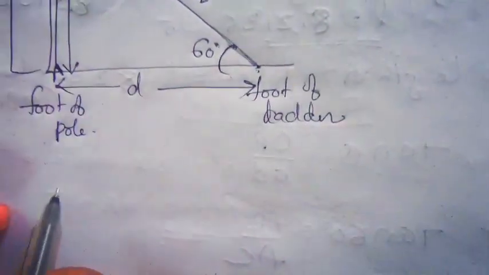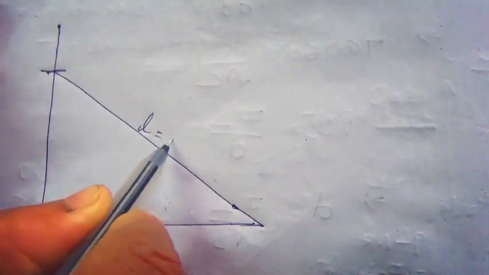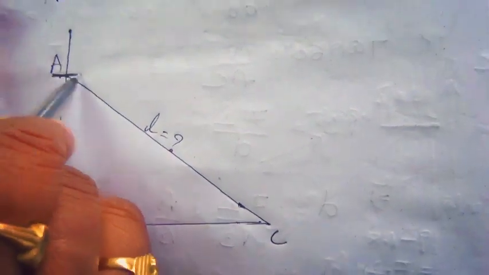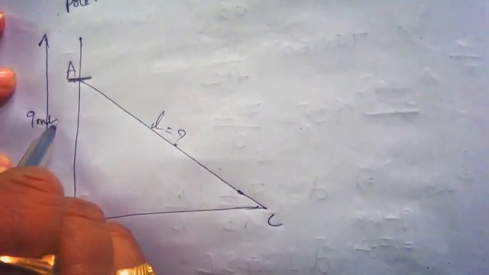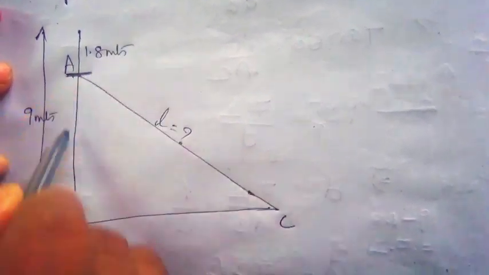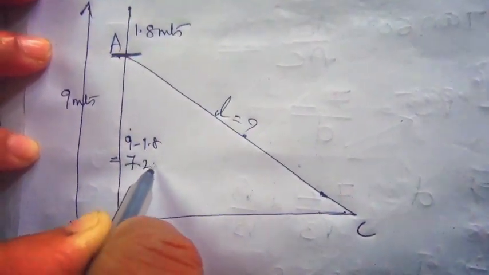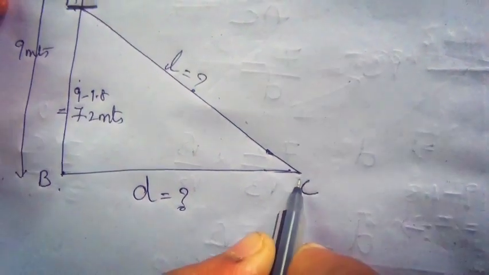So roughly I am drawing here. This is the pole, total length up to here. Here we have the ladder. This is the length of the ladder, which is equal to L. So A, B, C. Here the total length is 9 meters. Here it is 1.8 meters and here 9 minus 1.8 is equal to 7.2 meters. We have to find the distance between the foot of the pole and the foot of the ladder.